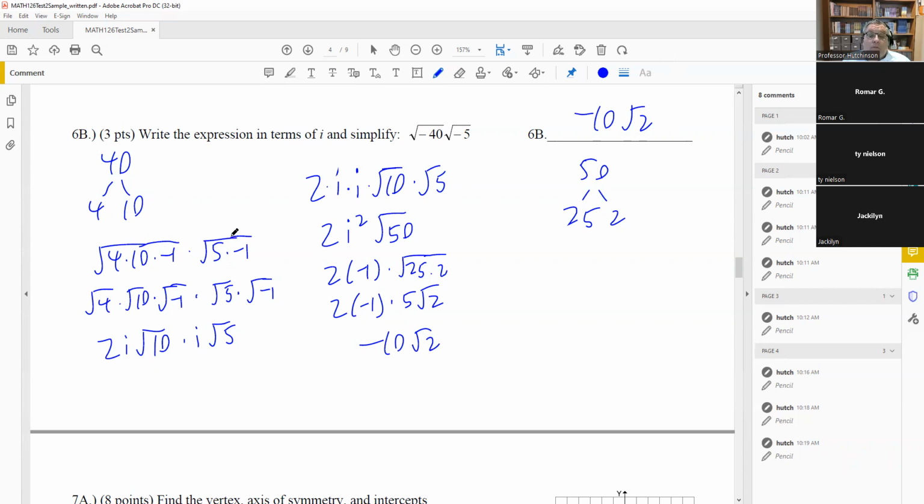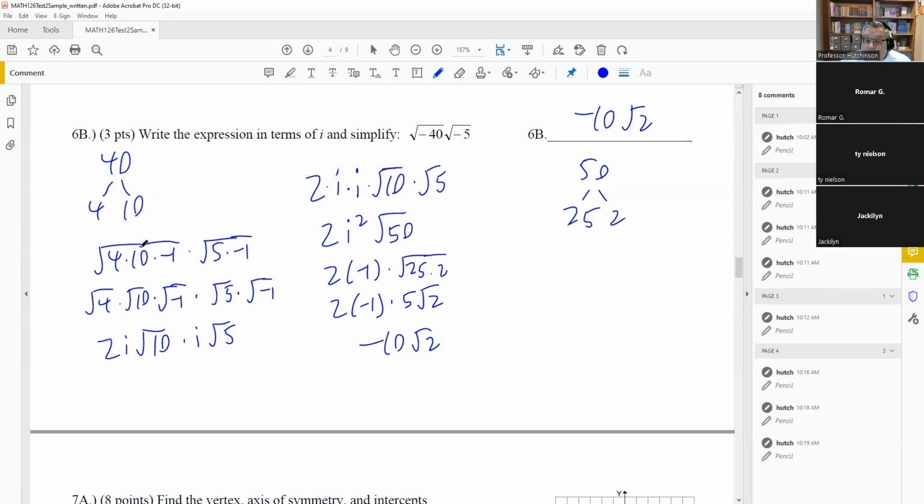So you kind of just break down each one individually and treat both of these as like two separate problems, writing them both in terms of i. And you're just looking for the biggest square you can take out of here. So 40, certainly I could have done 5 times 8 or something like that, but I want to look for what's the biggest square that goes into this here. And so that would be a 4 and a 10.